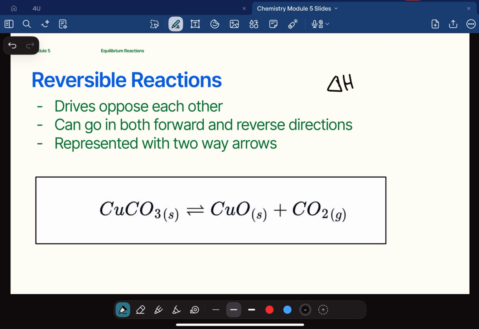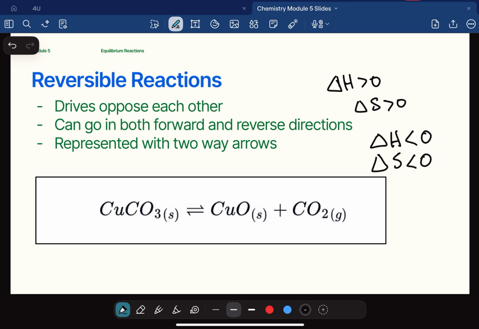Since the delta H is positive and the entropy is favorable, what would the reverse reaction be, right? The reverse reaction will have an exothermic delta H, but an unfavorable entropy.